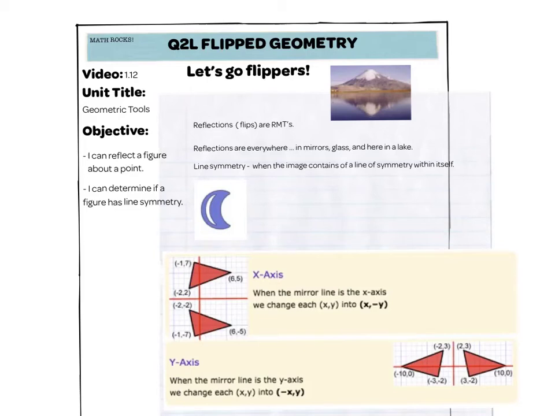Hello students, this is video 1.12. The objectives today are: I can reflect a figure about a point, and I can determine if a figure has line symmetry. Okay, so let's go, flippers.